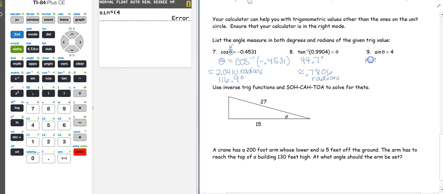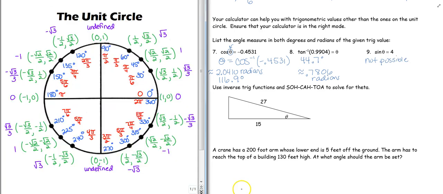This is not possible. Remember, our values are always going to be based on the unit circle. And if we look at our unit circle, the sine value is the y value. As I go around, this is a sine value of 0 because I haven't moved up any. I get larger, larger, larger, larger. I max out at 1. Once I hit 1, I start coming back down. And then I go all the way down to a -1, and then I start coming back up.